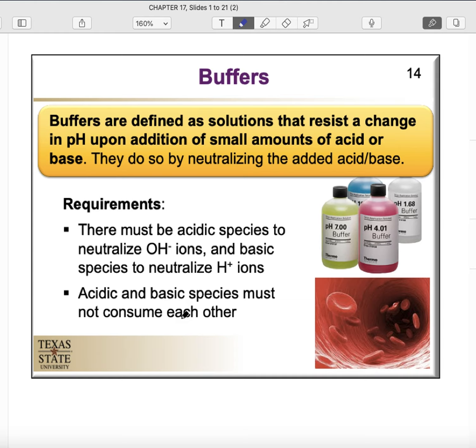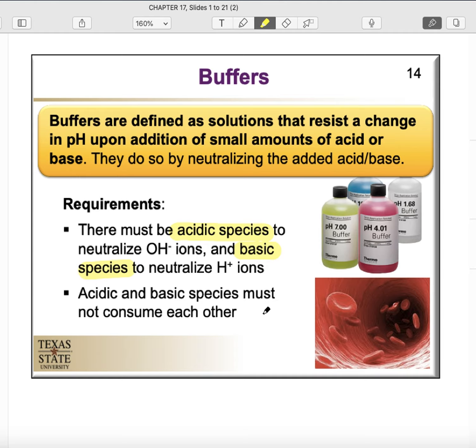The first requirement is that that buffer solution has to have both an acidic species, and when I say acidic species, I mean an acidic component that has the role of neutralizing the hydroxide ions from the strong base that is added to it. And it also has to have a basic component or basic species in order to be able to neutralize the hydrogen ions from the acid that is added. So we have to have both acidic and basic species. That's the first requirement.